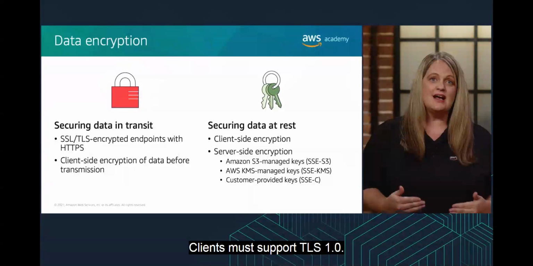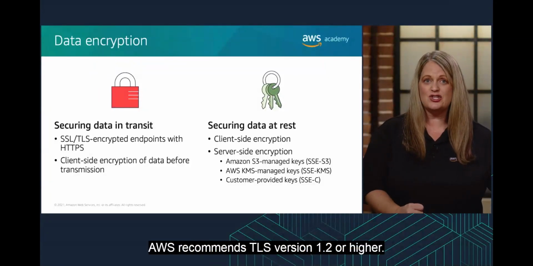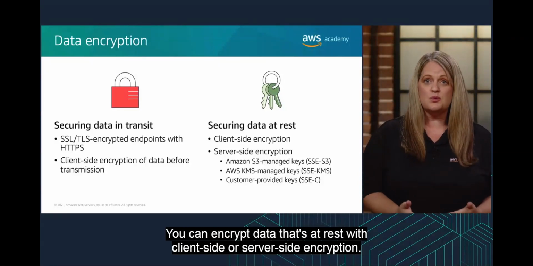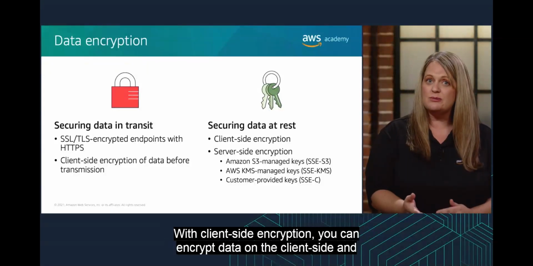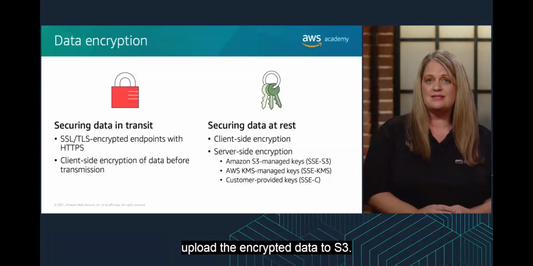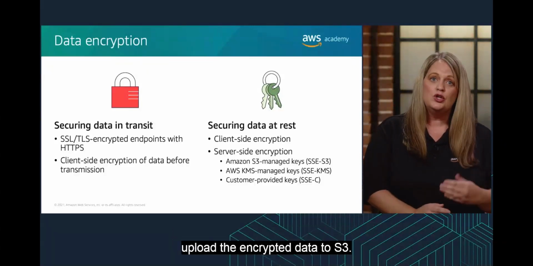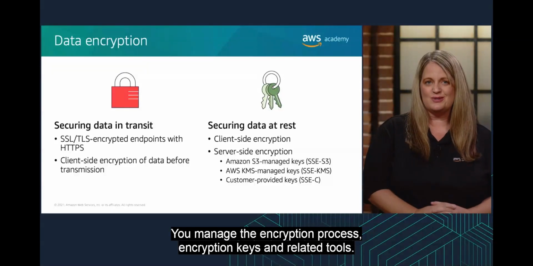Clients must support TLS version 1.0. AWS recommends TLS version 1.2 or higher. You can encrypt data that's at rest with client-side or server-side encryption. With client-side encryption, you can encrypt data on the client side and upload the encrypted data to S3. You manage the encryption process, encryption keys, and related tools.